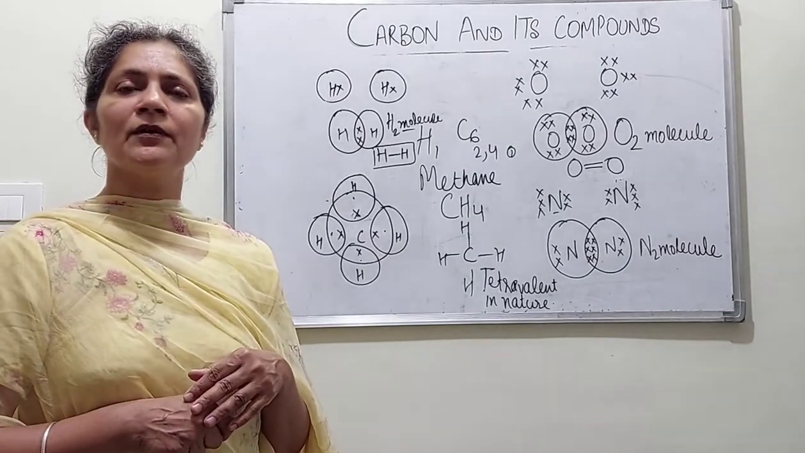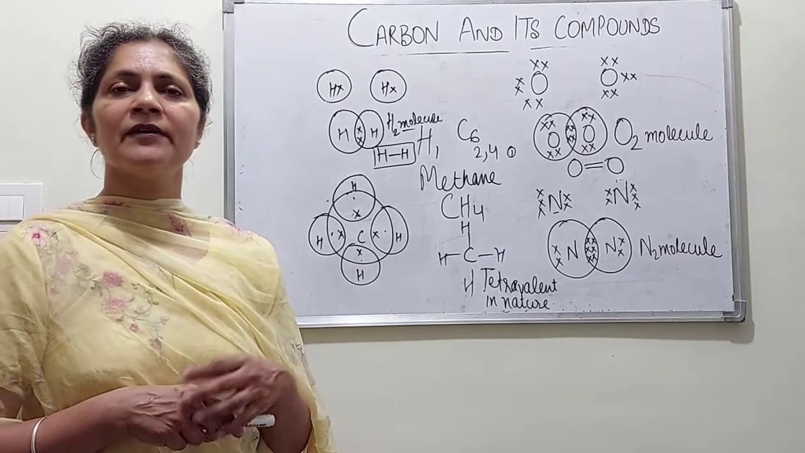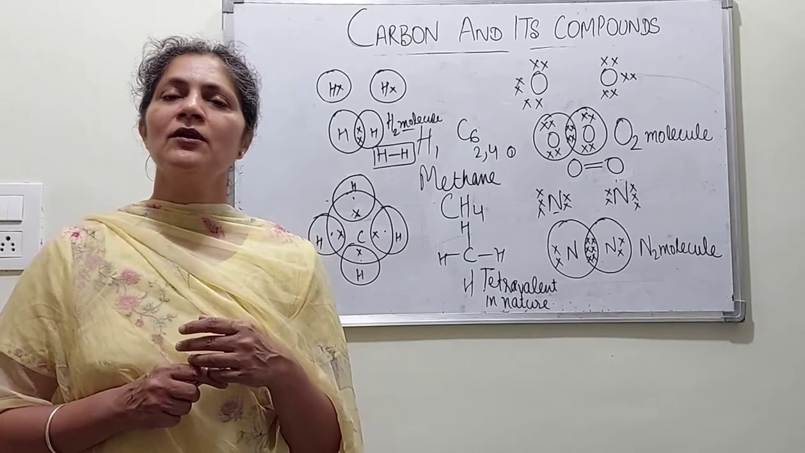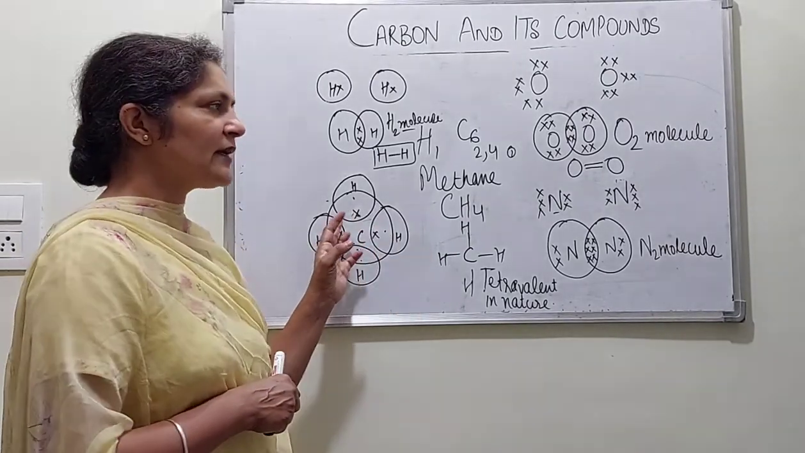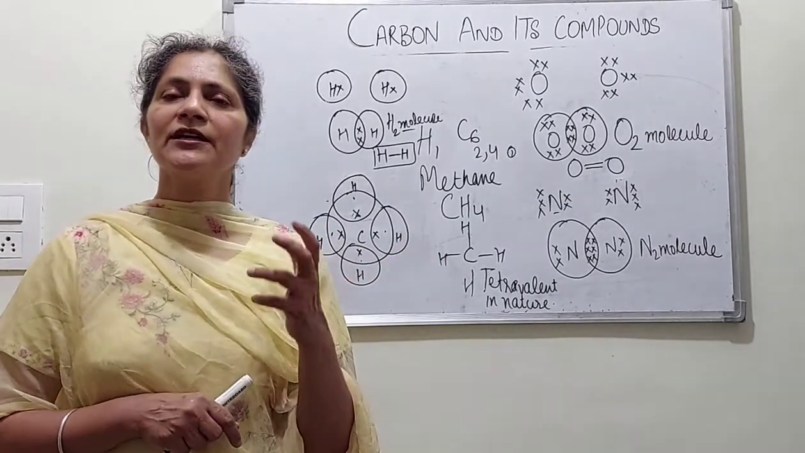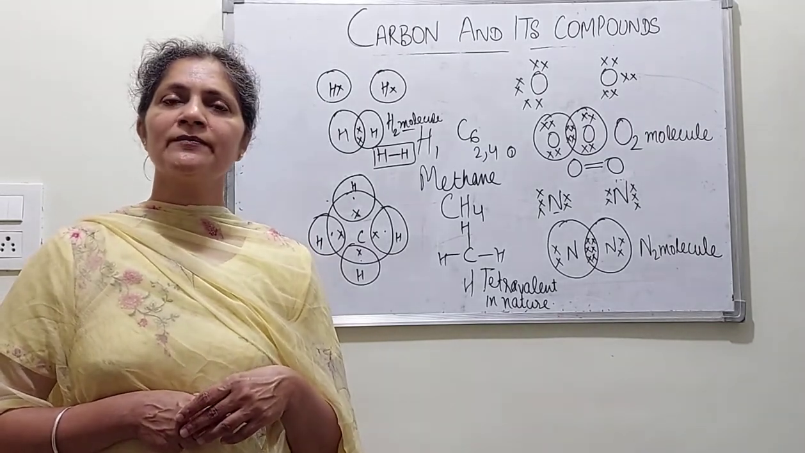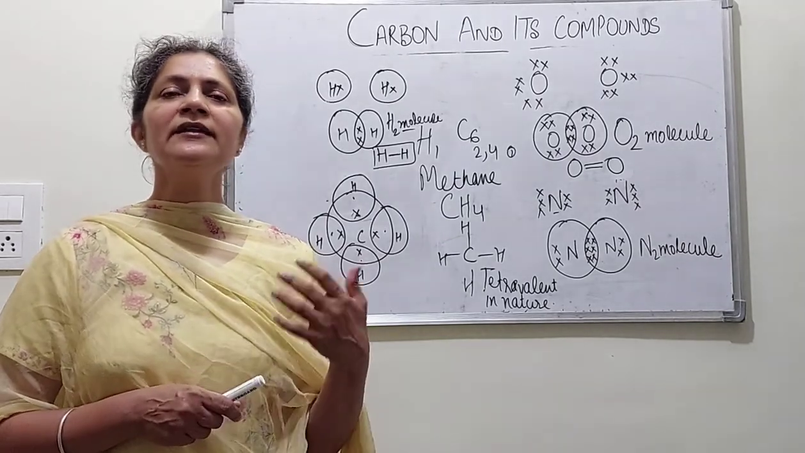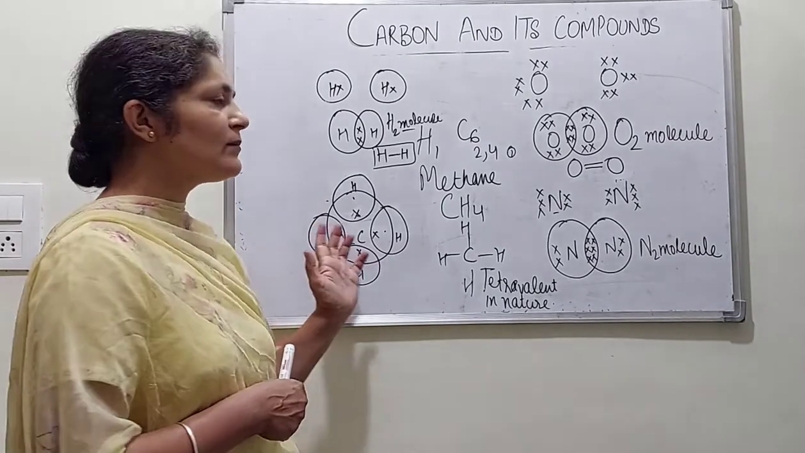Students, these covalent molecules have very weak force of attraction between them. So they have very low melting and boiling points. And they are also poor conductors of electricity. So these were all the simple molecules formed by the sharing of electrons, which is known as covalent bonding. And we have discussed the single covalent bond, double covalent bond and triple covalent bond and the simplest carbon compound, that is methane.